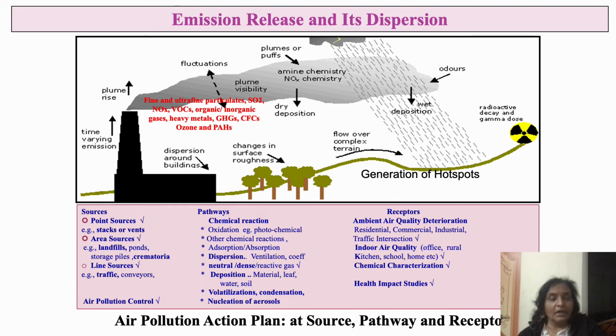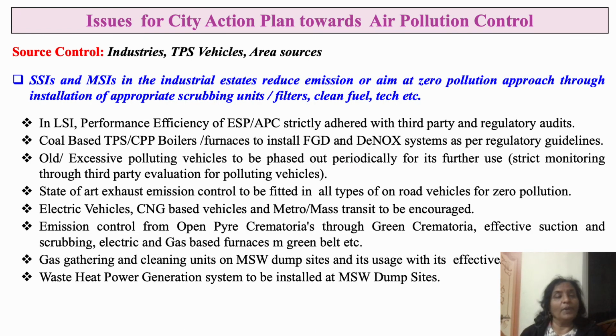Then how do we estimate the action plan? Since it is moving around, it's not static, it is a dynamic system, so we have to have a dynamic action plan also. So our action plan is divided into source, pathway and receptor. At source, we have to give the source reduction aspects for industries, thermal power stations, vehicles and area sources. Now for the small scale and medium scale industries, at present they should aim at zero pollution through installation of appropriate scrubbing units, filters and clean fuel or technology.